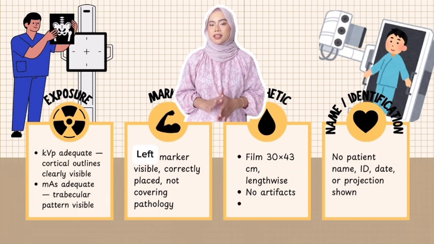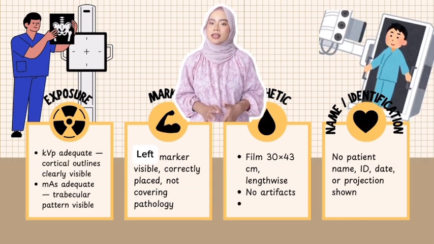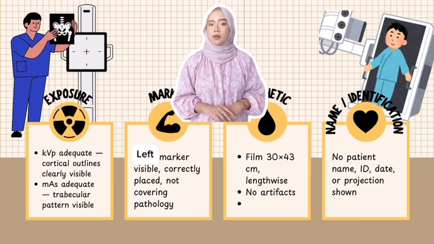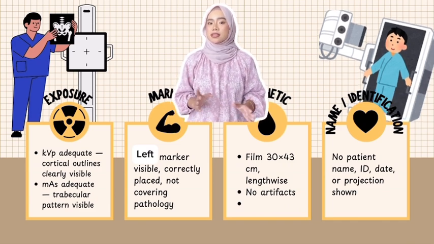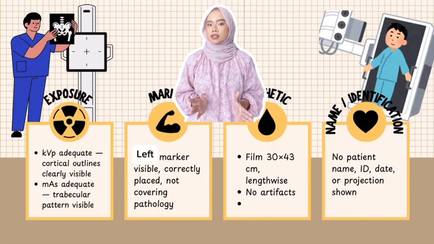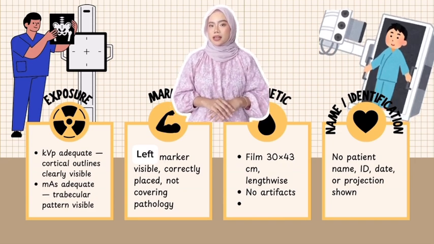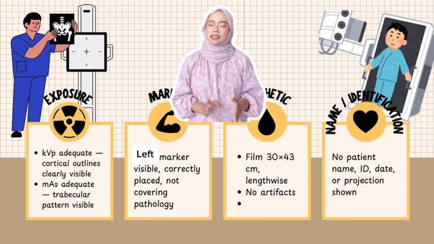For exposure, the kVp used is adequate for penetration and radiographic contrast. This is because the bony cortical outline of thin structure, which is the medial epicondyle and lateral epicondyle, can be seen. And the bony cortical outline of the thick structure, which is the distal femur, also can be seen. The mAs used is adequate for detail and density.